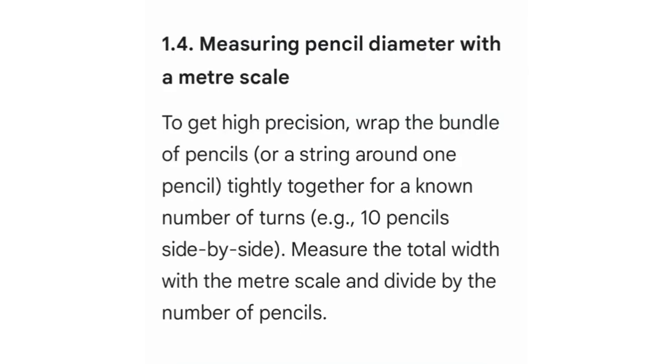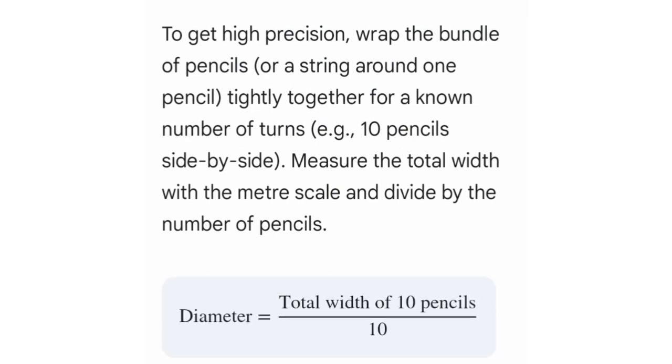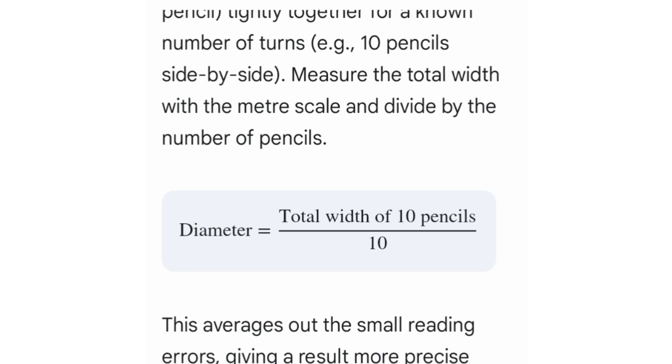In question 1.4, measuring pencil diameter with a meter scale. To get high precision, wrap a bundle of pencils or a string around one pencil tightly together for a number of turns. For example, 10 pencils side by side. Measure the total width with the meter scale and divide by the number of pencils.